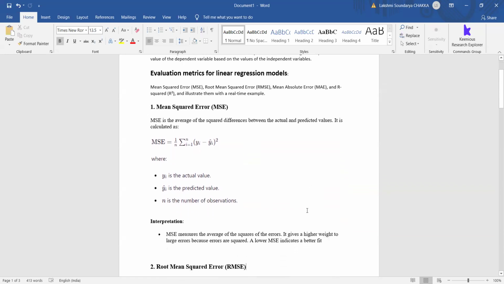How can we interpret it? What is this MSE doing? It helps us measure the average of the squares of the errors. It gives a higher weight to larger errors because errors are squared here. A lower MSE indicates a better fit.